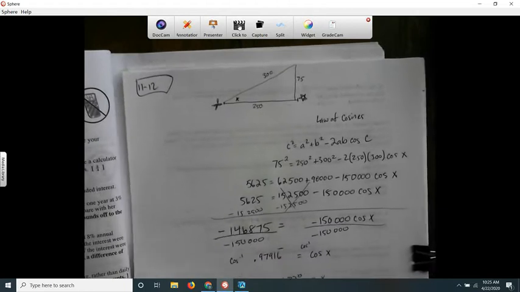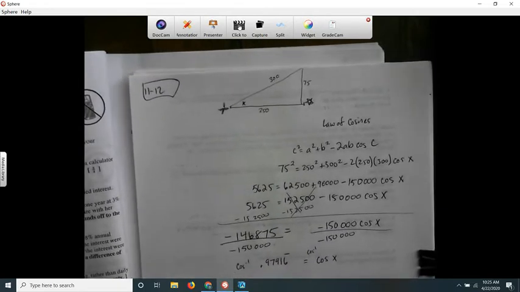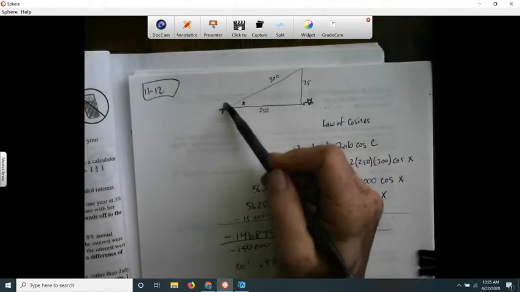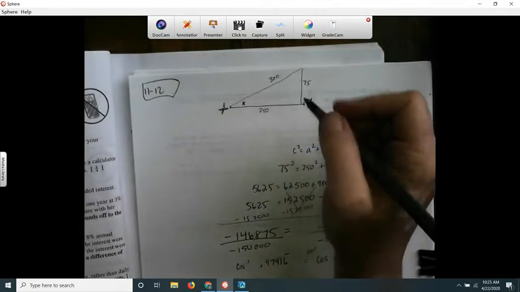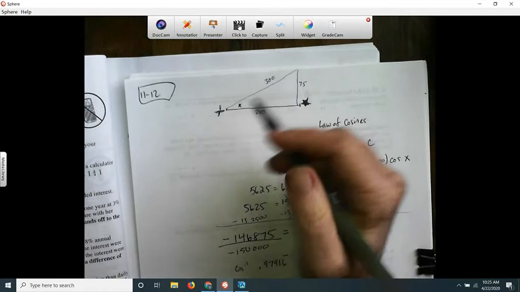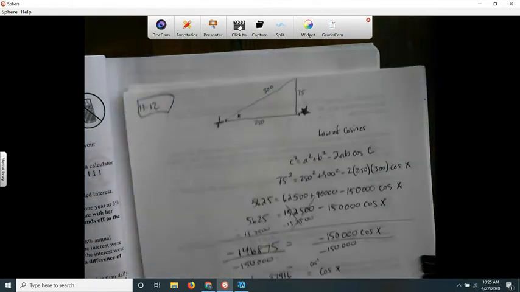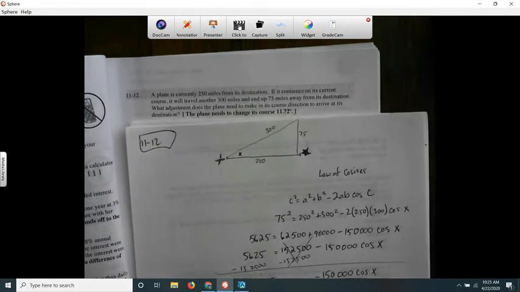So that makes you have to draw a diagram. It didn't give you a diagram. I started out by just drawing a plane, and then I drew a little star for my destination, and I labeled that it was 250 miles from the plane to the destination. And then I wasn't sure how to make the triangle, but it says it'll go another 300.